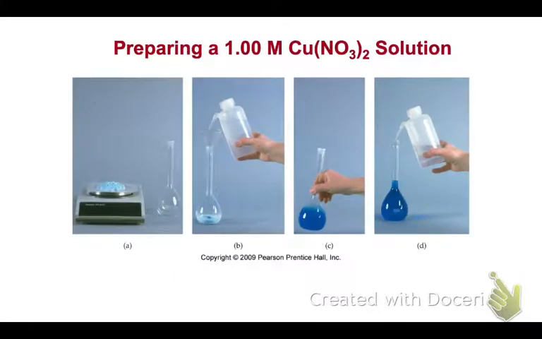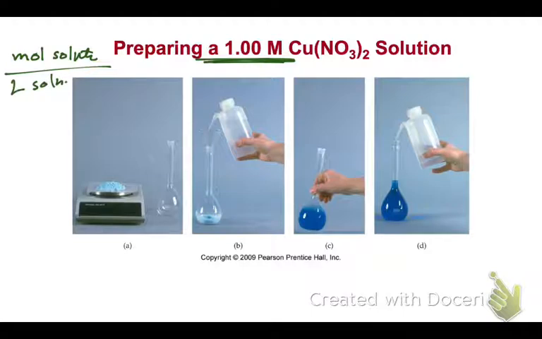How to prepare a 1 molar solution of copper(II) nitrate? First, it is easy to remind ourselves of the definition of molarity. 1 molar solution means 1 mole of solute in a liter of solution, right? So our solute here is copper(II) nitrate. So 1 mole is really the molar mass of copper(II) nitrate.